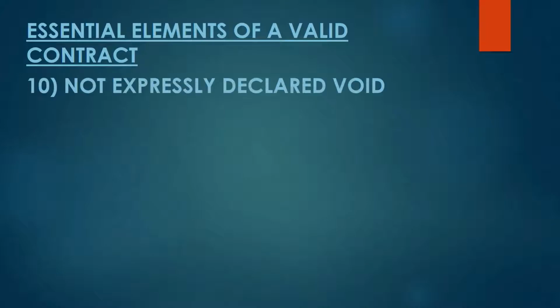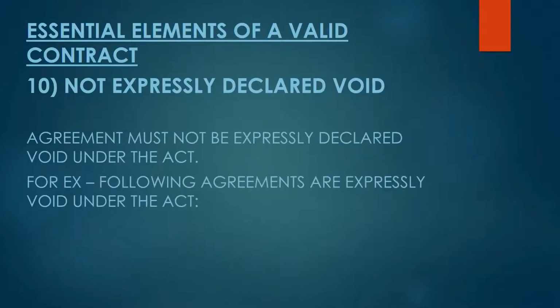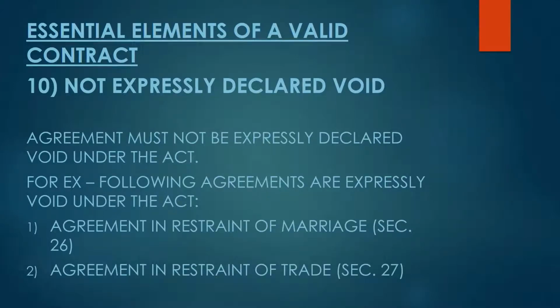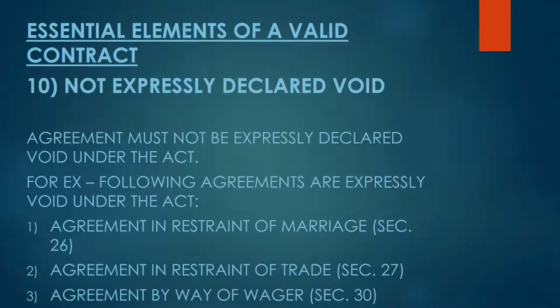Okay, coming on to the last element. Finally, the agreement should not be expressly declared void under the Indian Contract Act 1872. There are some agreements which are expressly declared void under this act. These agreements are agreement in restraint of marriage, section 26, agreement in restraint of trade, agreement by way of wager. So the act specifically mentioned that these kind of agreements would be void.